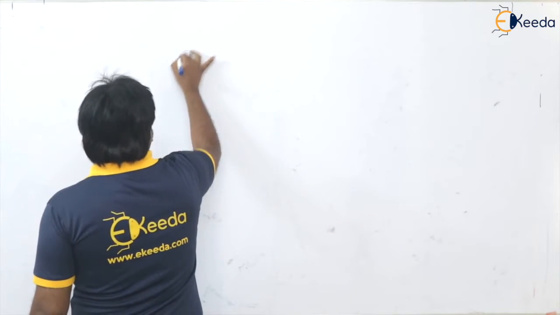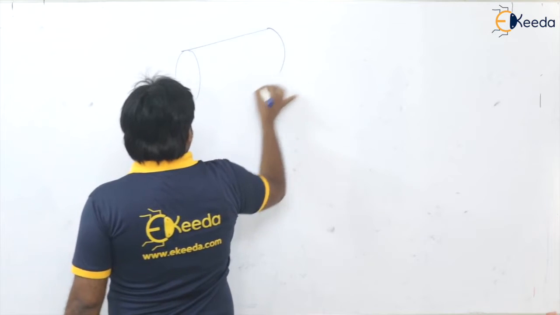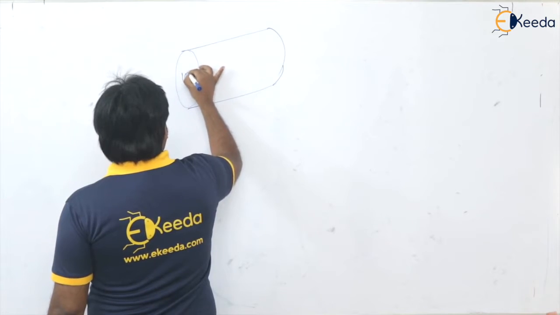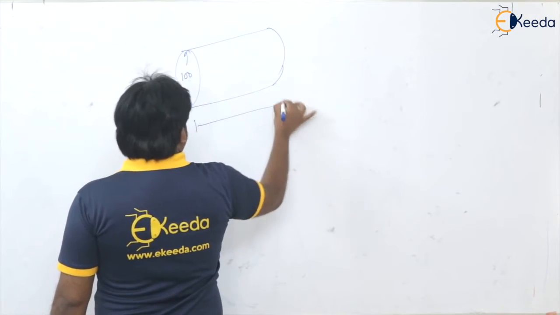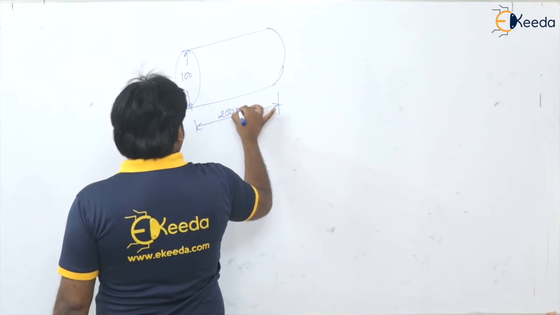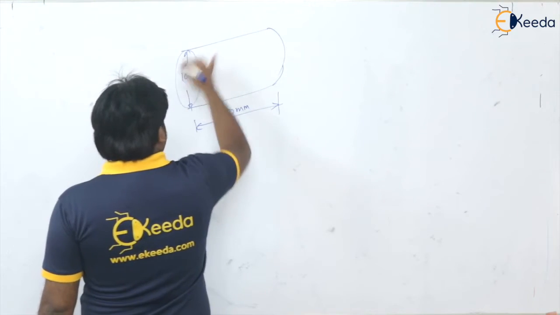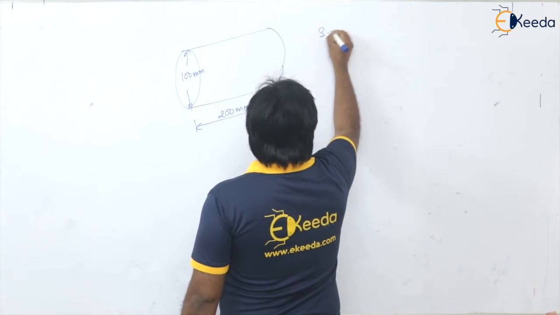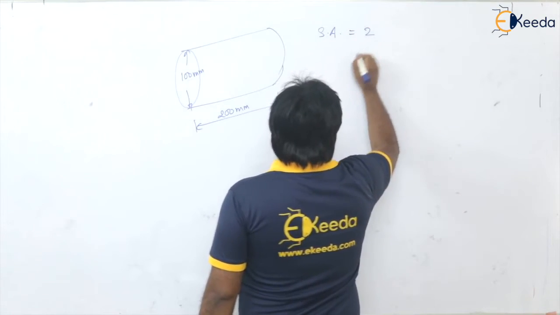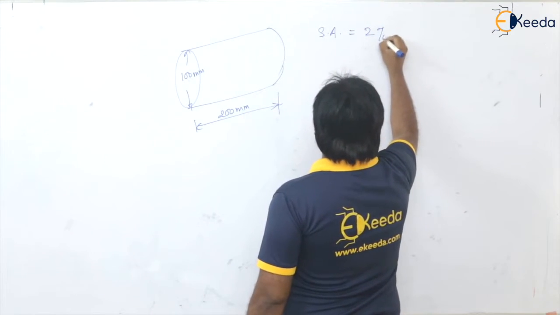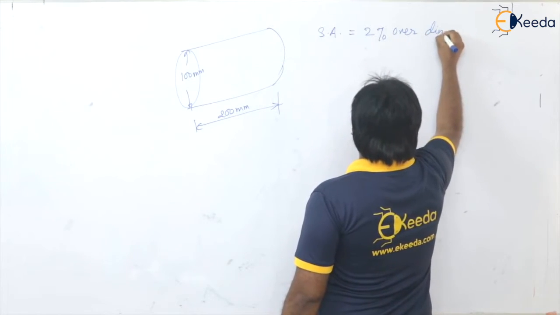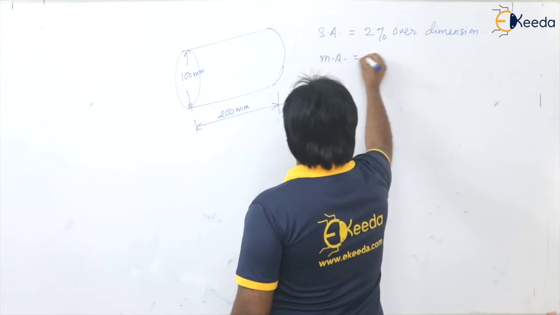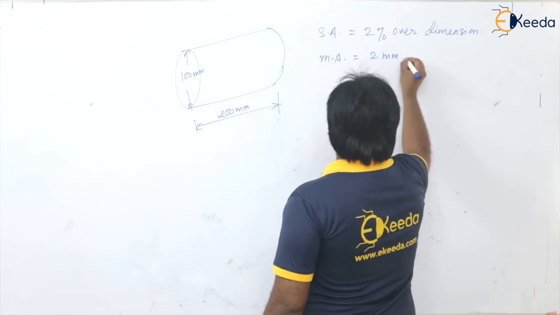So say I have this cylindrical pattern. Okay, so the diameter of the pattern is say 100 and the length is say 200 mm, and this is not hollow, this is solid. Okay, so here the shrinkage allowance is given as 2% over a dimension, and machining allowance is given as 2 mm per side.